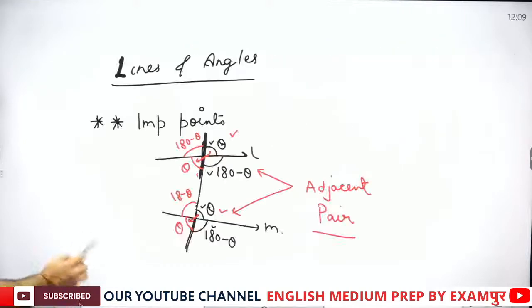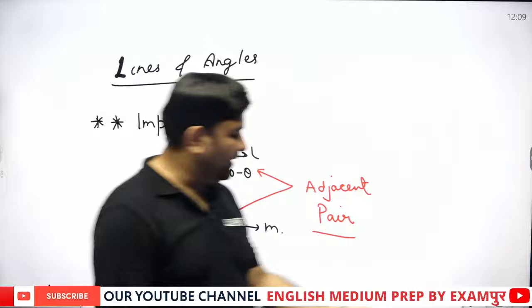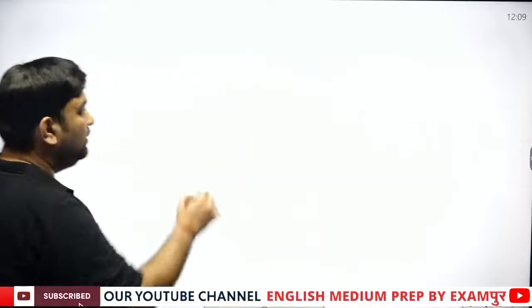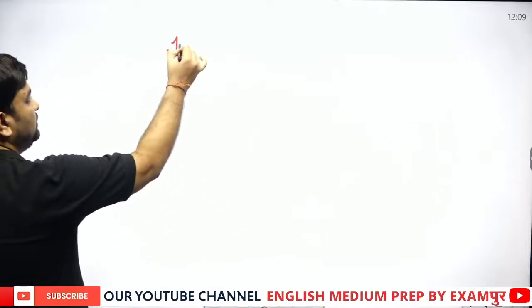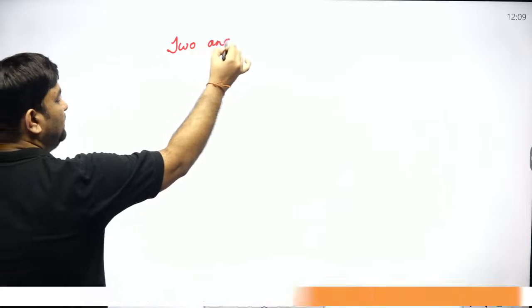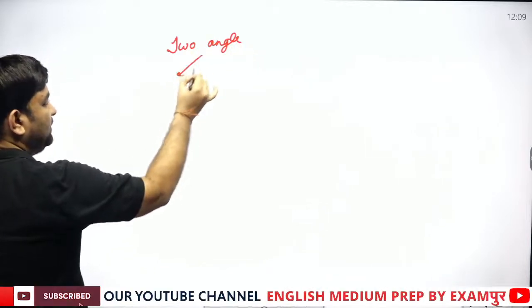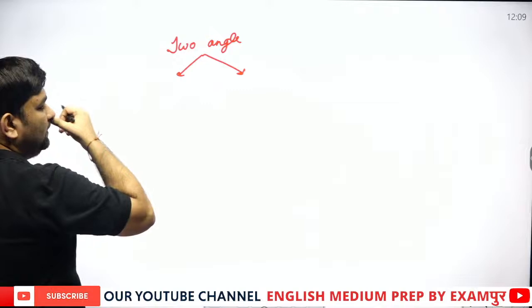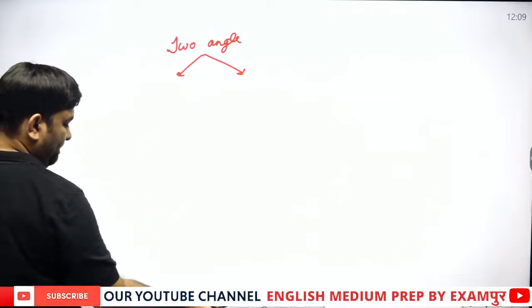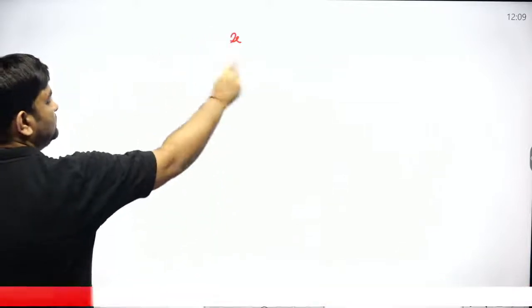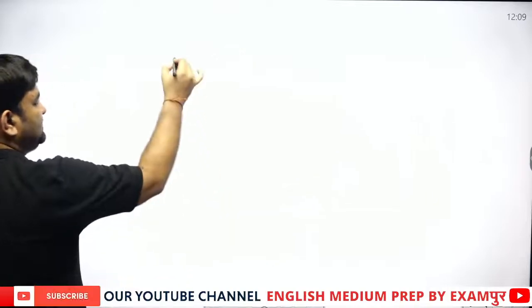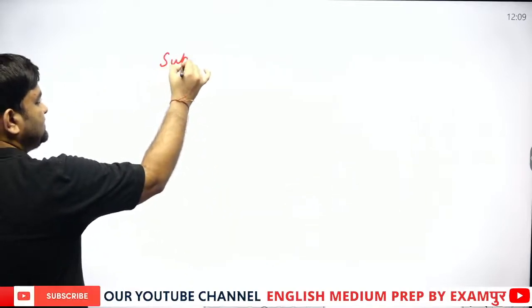Some theory for you. Very brief kind of theory. Two angles can be here. Not two angles, it's supplementary angles.